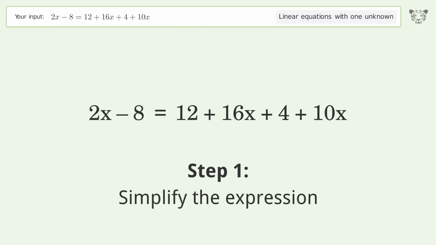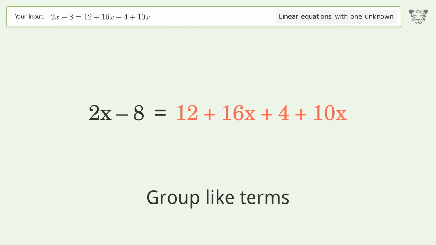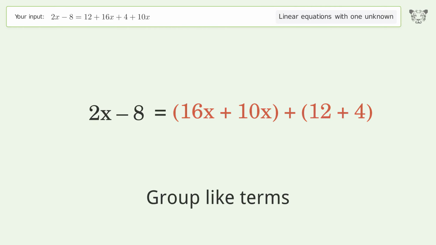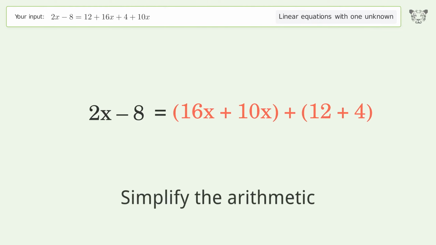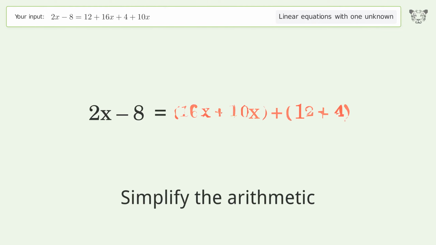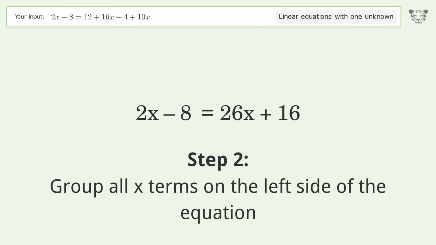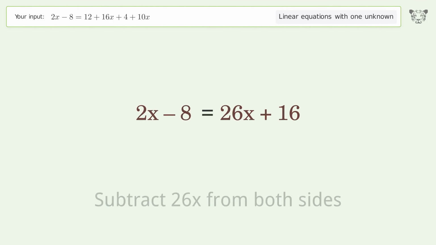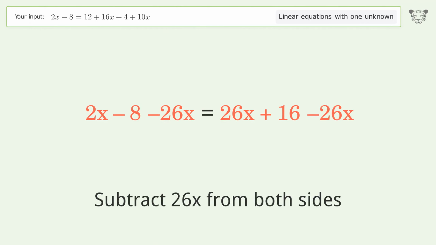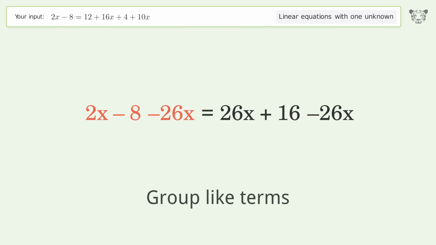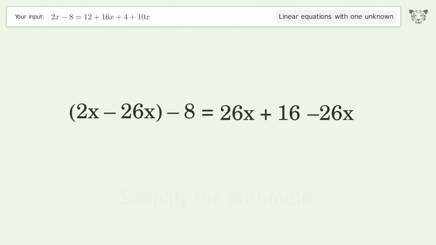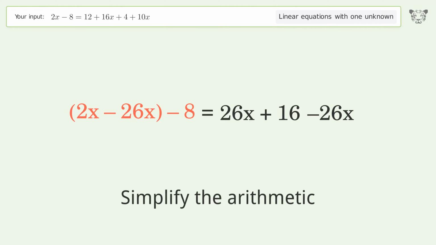Simplify the expression. Group like terms. Simplify the arithmetic. Group all x terms on the left side of the equation. Subtract 26x from both sides. Group like terms. Simplify the arithmetic.